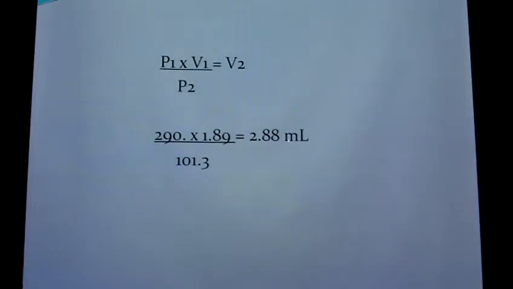It doesn't surprise us that it's a larger bubble since we've released the pressure. We've made the pressure go from a high pressure to a low pressure, and so Boyle's law states that this is an inverse relationship, and the bubble should get bigger, and indeed it does, 2.88 milliliters.